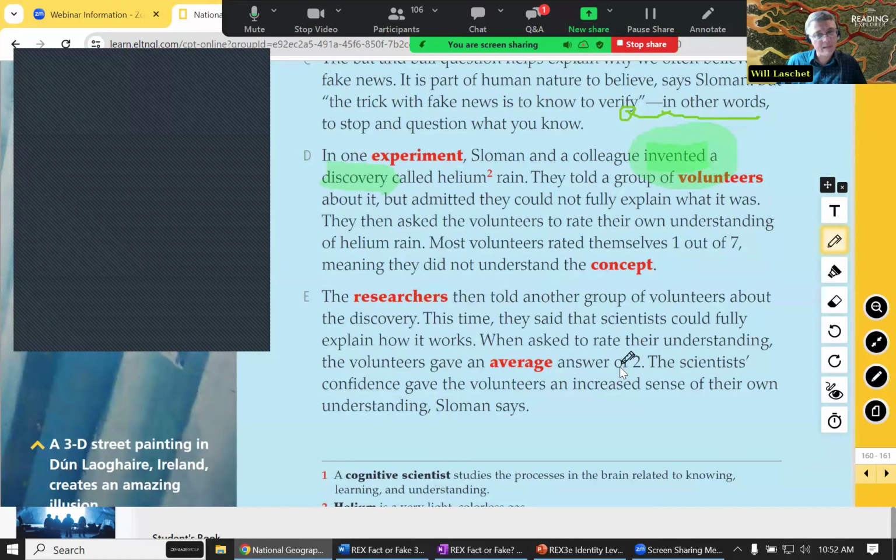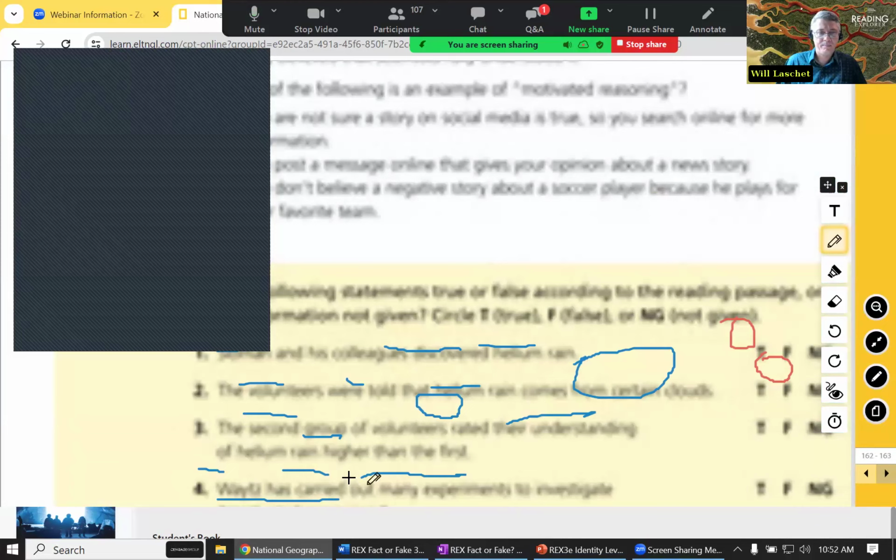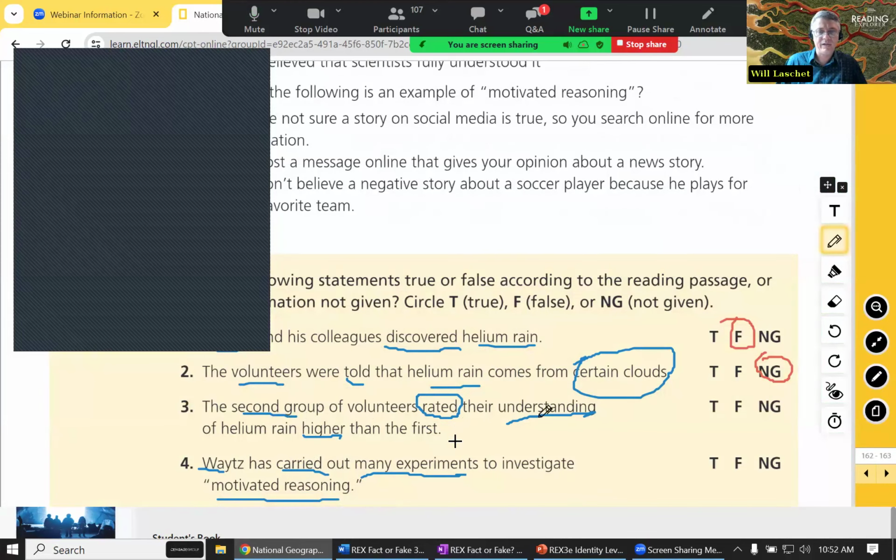Okay, and we can see here, we mentioned this earlier. Group 1 was 1 out of 7. Group 2 was 2 out of 7. So we're looking for, is 2 higher than 1? The second group rated their understanding higher than the first. So is it true, false, or not given?